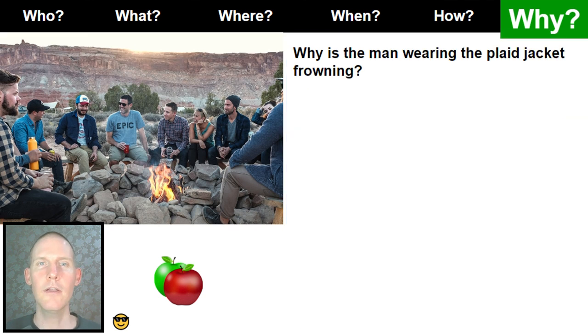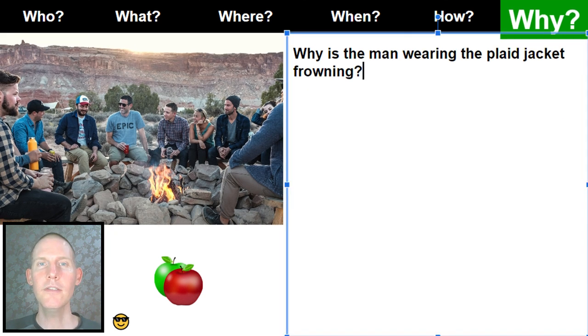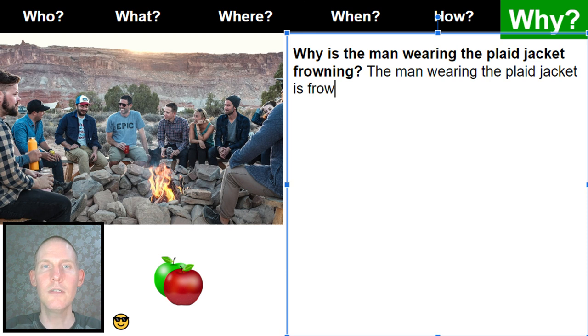All right, and the last question, why is the man wearing the plaid jacket frowning? I think we're talking, oh, there's two. I think we could be talking about the one on the left. He doesn't look very happy, right? The one in the middle, he looks like he has an okay face. So why is he frowning? Let's see. The man wearing the plaid jacket is frowning because he can smell the mountain lion.